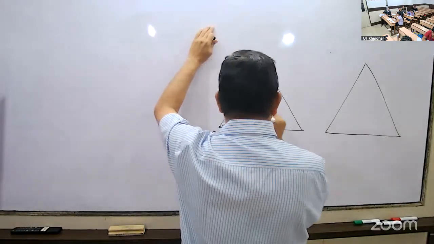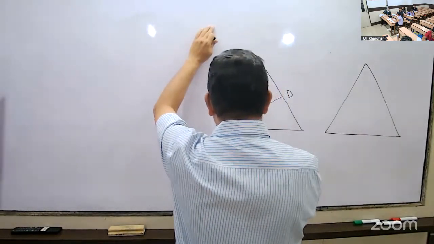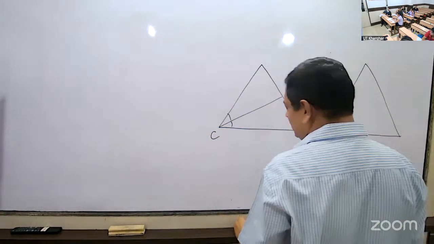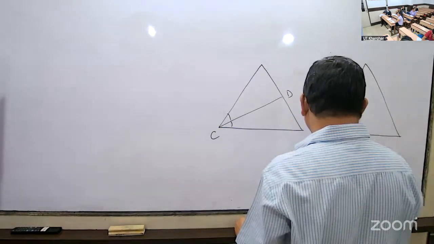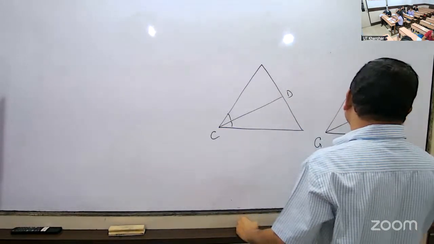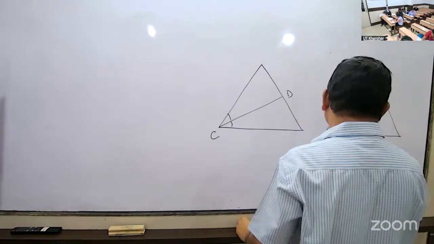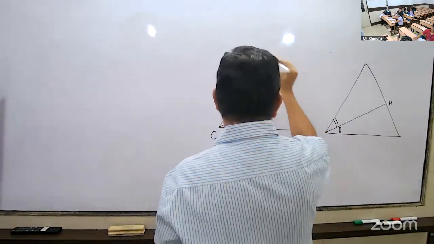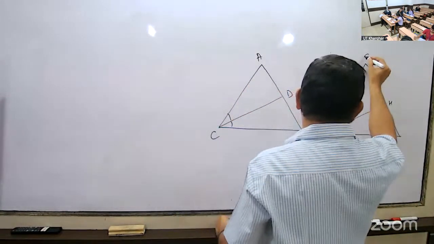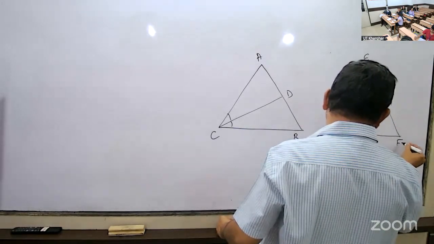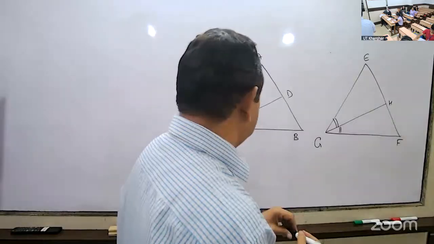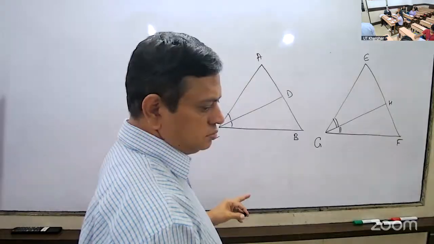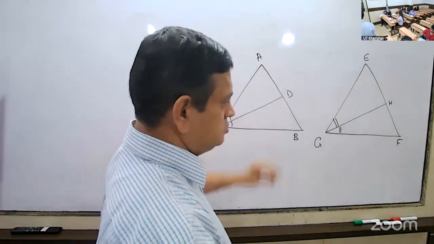See, who read this question now? Girish, who was reading the next thing? Read once again. CD and GH are the bisectors of angle ACB and angle EGF, such that D and H lie on EB and FE of triangle ABC and triangle FEG respectively.